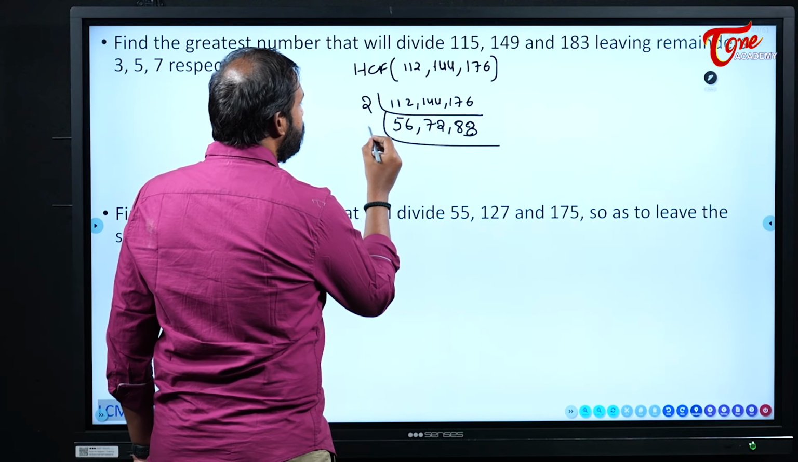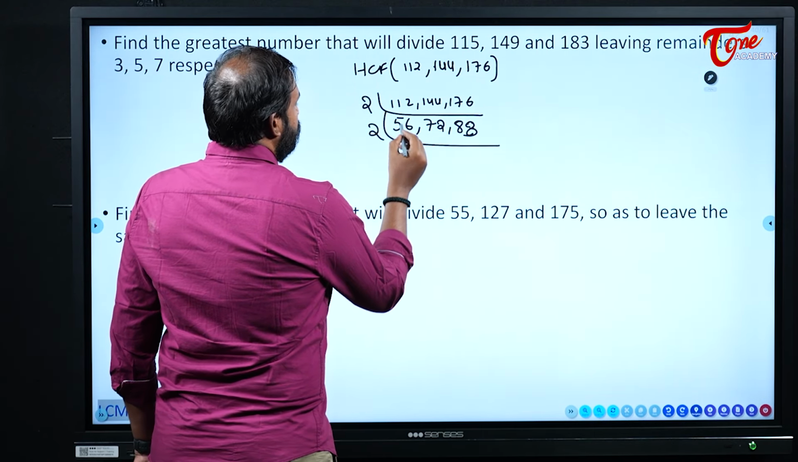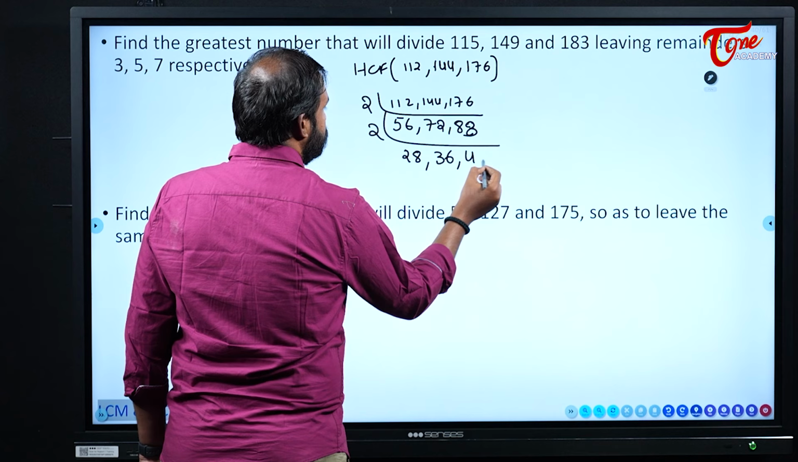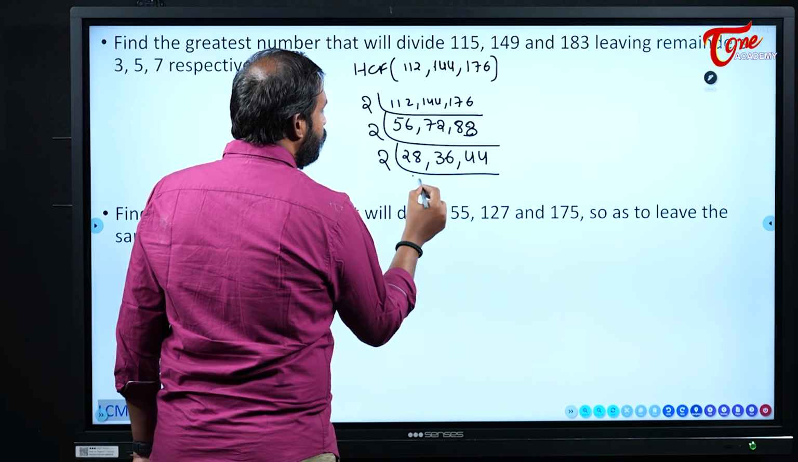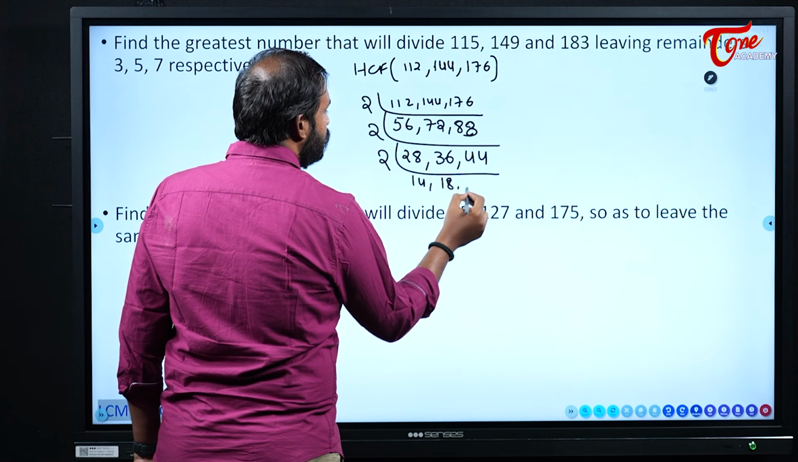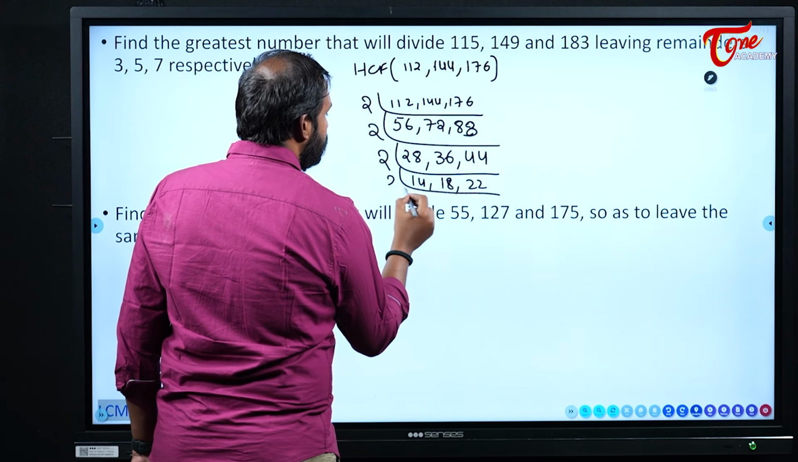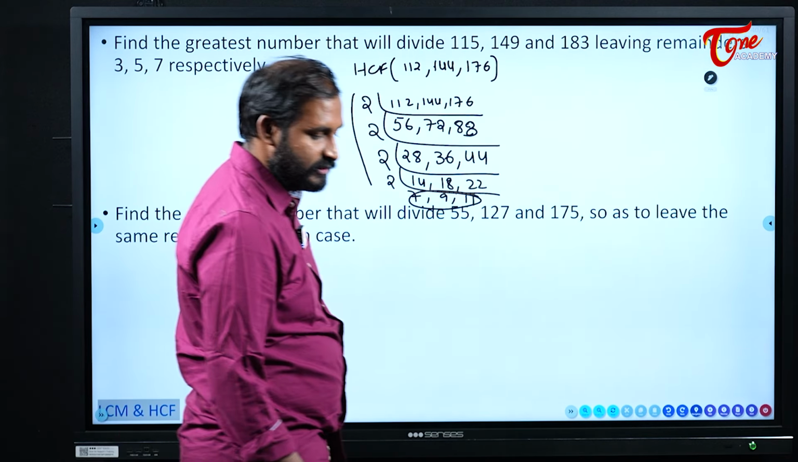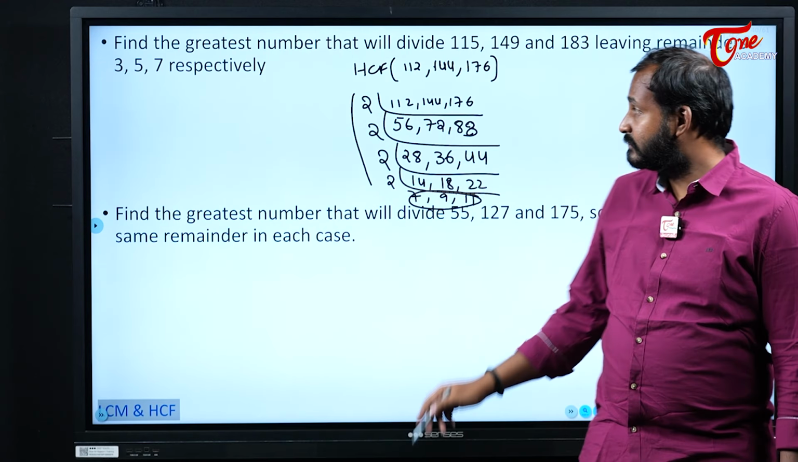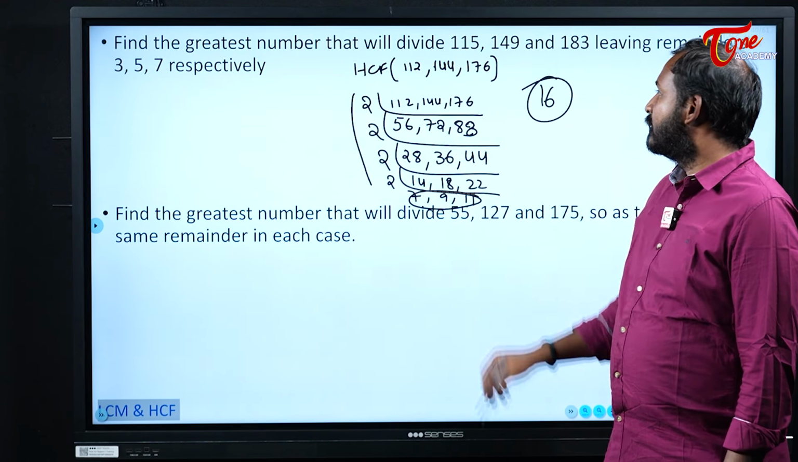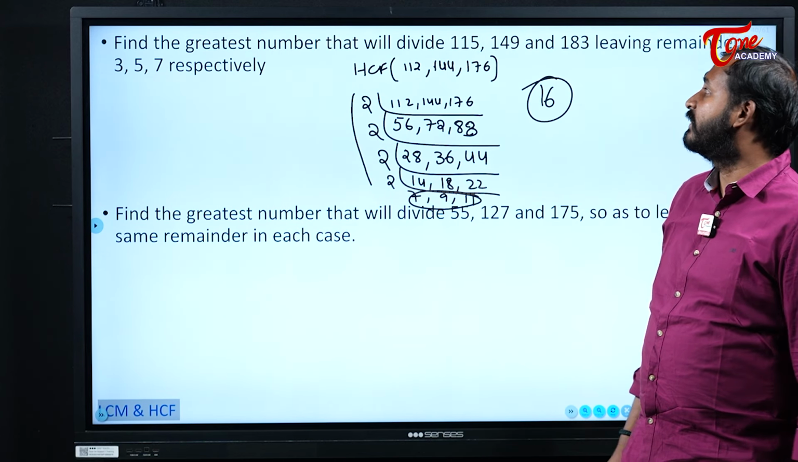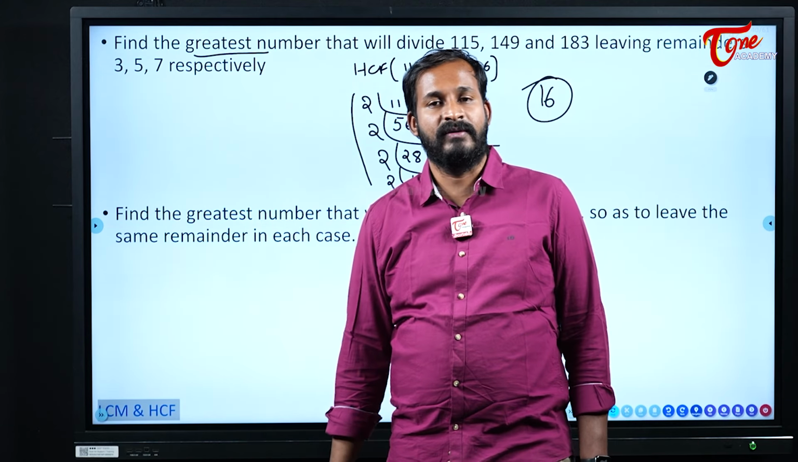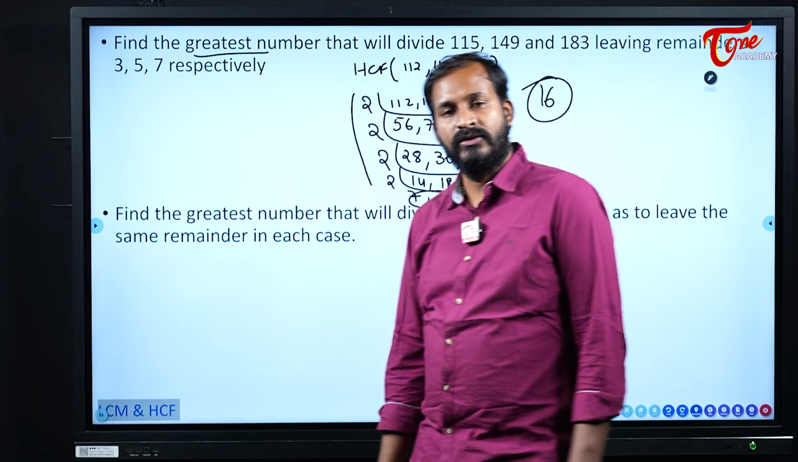So, once again in the 2 table, 2 28s, 2 36, 2 44s. Next in the 2 table, 2 14s, 2 18s, 2 22s. Next in the 2 table, 7s, 9s and 11s. Our process stops here. So, what will you get here? 16. So, 16 is the greatest number that will divide. See, this is the greatest number, right? While doing the option verification, please start verifying from the biggest number, okay, so that you will get the answer very quickly.